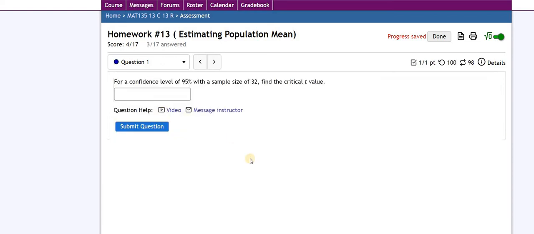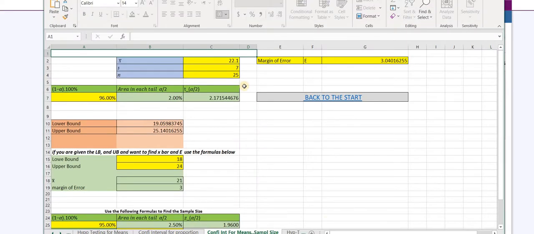So the first question is going to say, for a confidence level of 95% with a sample size of 32, find the t value or the critical value. I always keep a pencil and a piece of paper next to me, and I write the level of confidence, 95%, and I write n is equal to 32. Now that I have n, I need the t critical value, and I know that the t distribution is going to depend on the degrees of freedom. Luckily, my sheet does that for me, so I don't have to worry about anything.